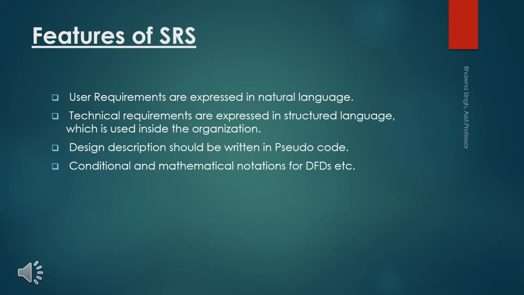Then the design description that they mention in that SRS document is written in pseudocode, meaning some false code they write for it. And after that they include the notations or symbols for the DFD: what the data flow inside the process should be, what the source should be, what the symbol should be, and where the data should be stored. So all these features are mentioned in the SRS document.